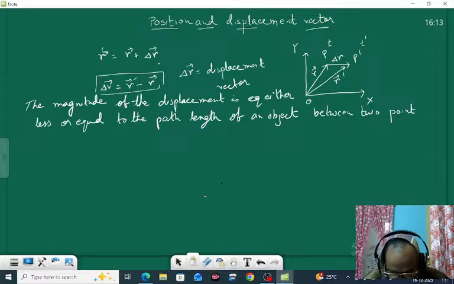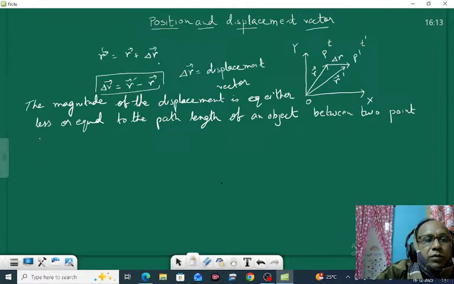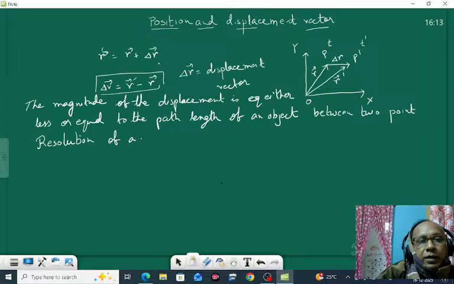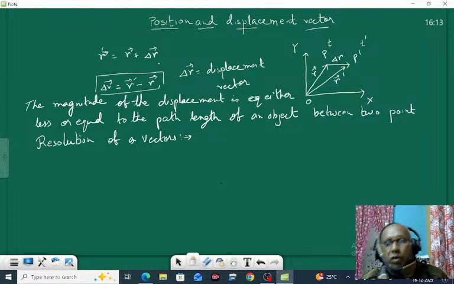Now we learn about resolution of vectors. In the same way we have addition. We learn how to find the resolution of a vector. Actually, the resolution of vectors is the opposite of addition of vectors.